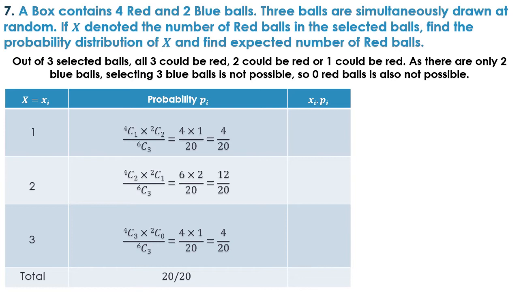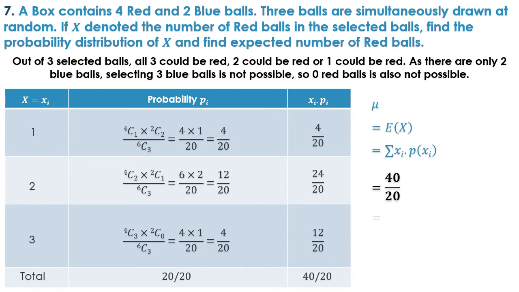When you multiply, you will get your expected number of red balls. So 4 upon 20 into 1 is 4 upon 20, 12 upon 20 into 2 is 24 upon 20, and 4 upon 20 into 3 is 12 upon 20, and when you make a total, you get 40 upon 20. So let's put it into the formula of mu, which is the expectation of x, the summation of xi into p(xi), which is 40 upon 20, simplified as 2. That means the expected number of red balls which you could select is 2 red balls.